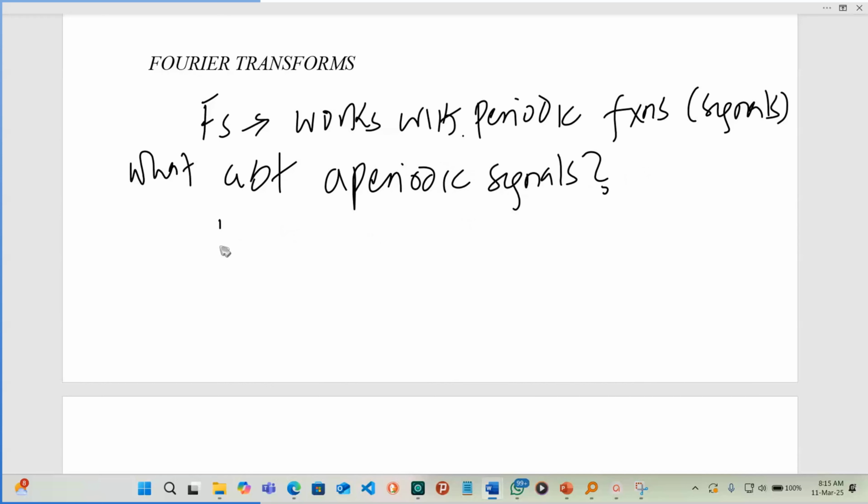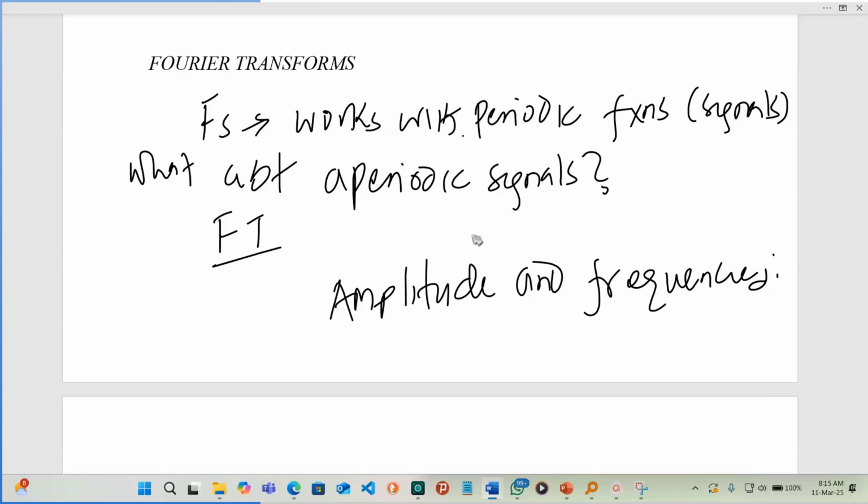That's where the power of a Fourier transform comes in, because it is easier to analyze a signal by manipulating its amplitude and frequencies. But what if a signal is not periodic and you cannot tell its frequency? So the Fourier transform comes in to transform this signal from time domain.